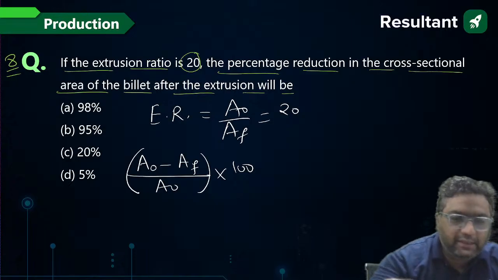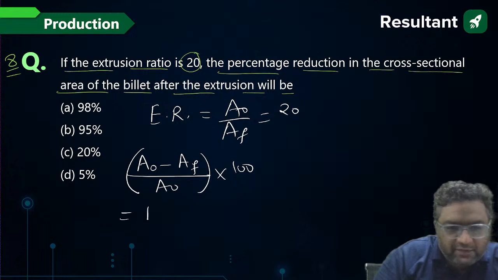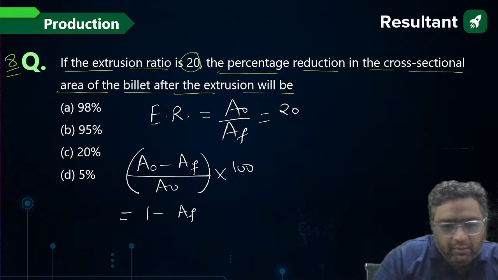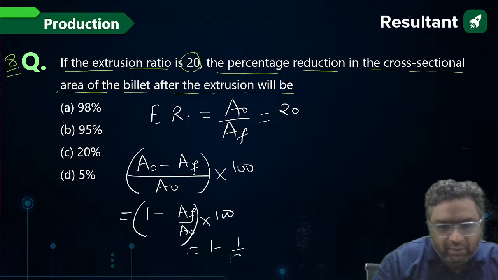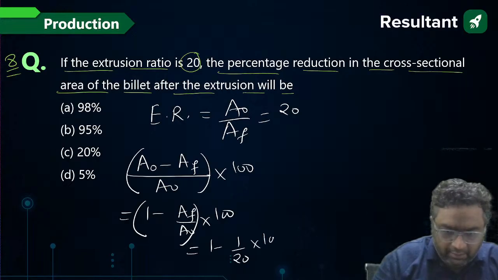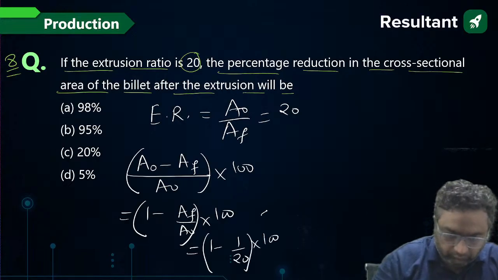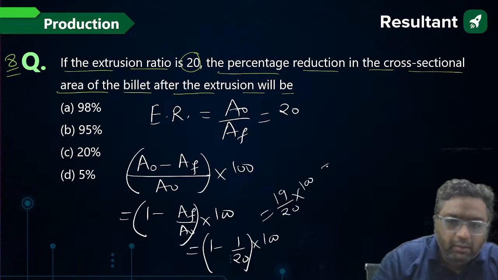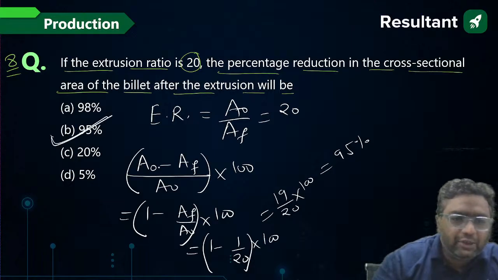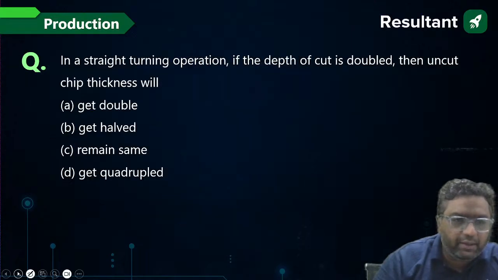Okay. Satyam has already answered it. You can also write it as 1 minus Af by A0 into 100. You know, Af by A0 is 1 by 20, so 1 minus 1 by 20 into 100. It will be 19 by 20 into 100. It will be 95%. Answer is 95%. Question number 8.